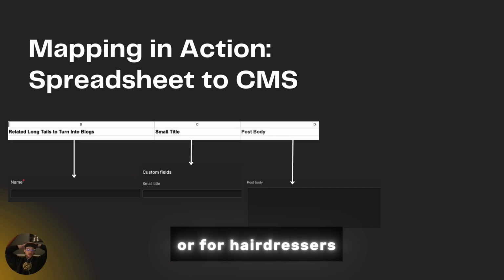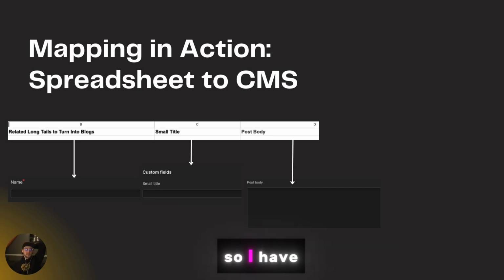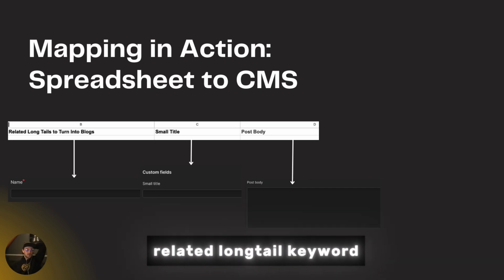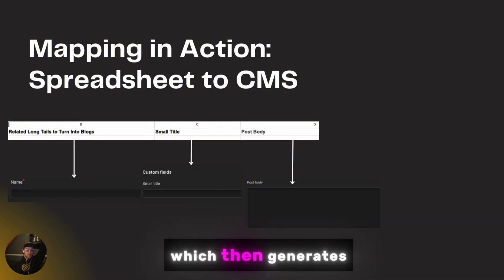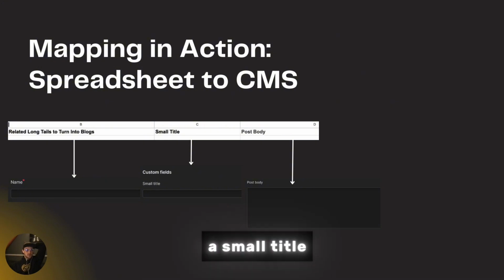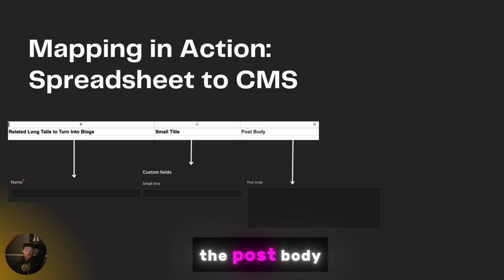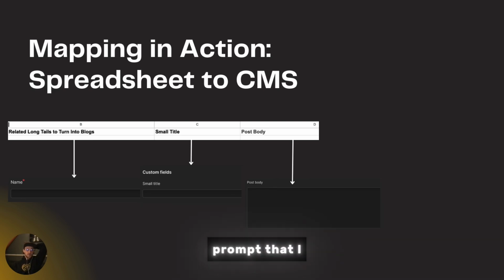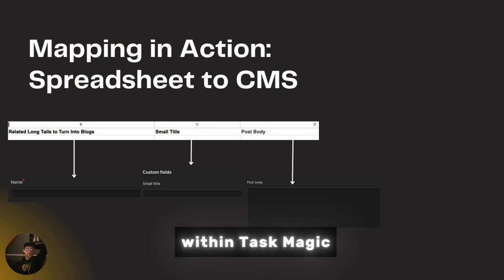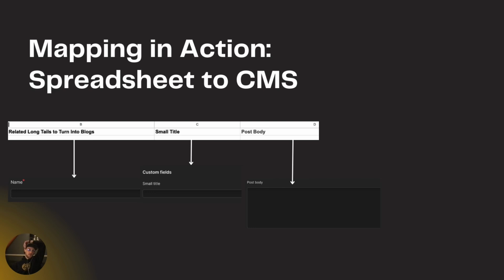So if you just literally type into Google long tail keywords for carpentry, or for hairdressers, or for XYZ. I have this set up to where the related long tail keyword, the name, goes to an API call to Claude, which then generates a small title. The post body is also then generated by the LLM based on a prompt that I have set up within TaskMagic, which is the automation system that I use rather than Zapier.